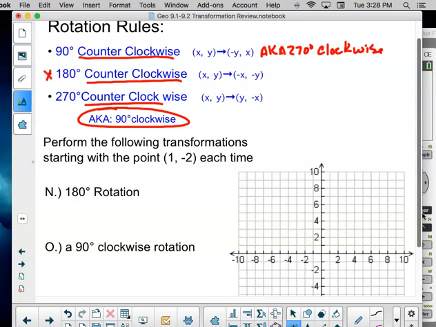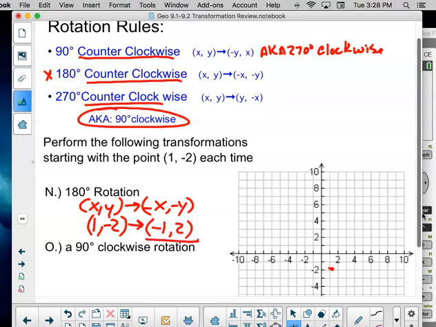Now, I want a 180-degree rotation. That's this one. My rule: (x, y) goes to (opposite of x, opposite of y). I take my point (1, -2). I am not doing anything different, and I'm going to rotate that. So x is opposite and y is opposite, so it's (-1, 2), and that's my final.